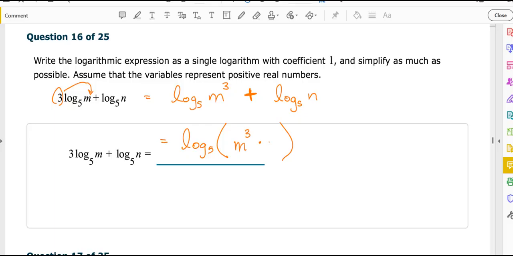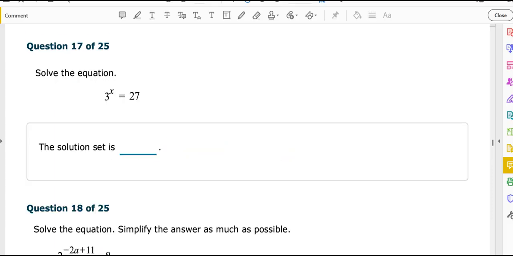Number 17, solve the equation. 3 to the x equals 27. Now, I notice that 27 is a power of 3. So I can rewrite that as 3 to the x equals 3 cubed. So x must equal 3, right? X equals 3. The solution set is the set containing the number 3.